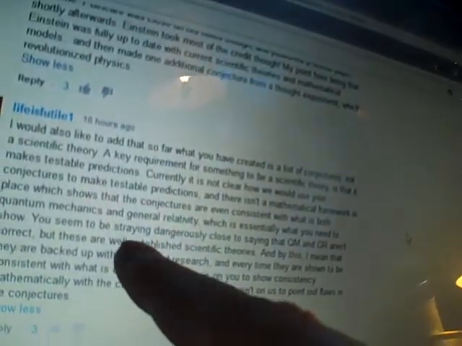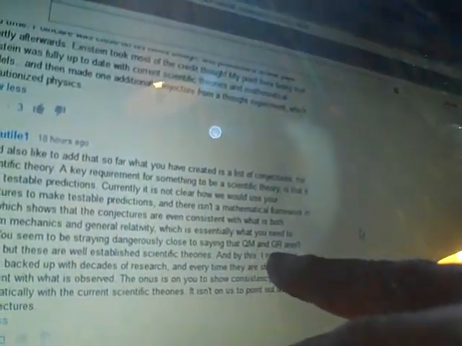You seem to be straying dangerously close to saying that QM and GR aren't correct. Well, quantum mechanics isn't saying anything, so obviously I'm saying that all the crap about quantum mechanics where they say you can't ever know a photon's position, that it's in some hyperspace, and that it doesn't materialize until it has a concluding event, or whatever the bullshit is. Yeah, I think that's a crock of shit. So if you're going to call that quantum mechanics, yeah, I think that's absolute nonsense.